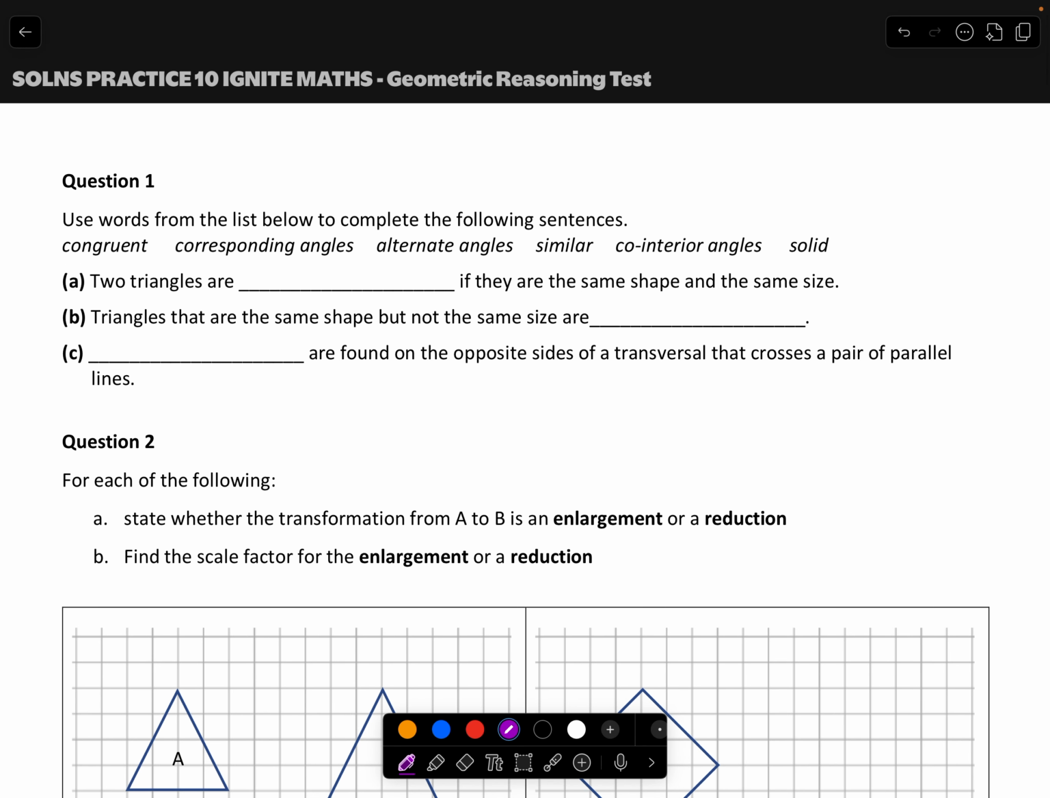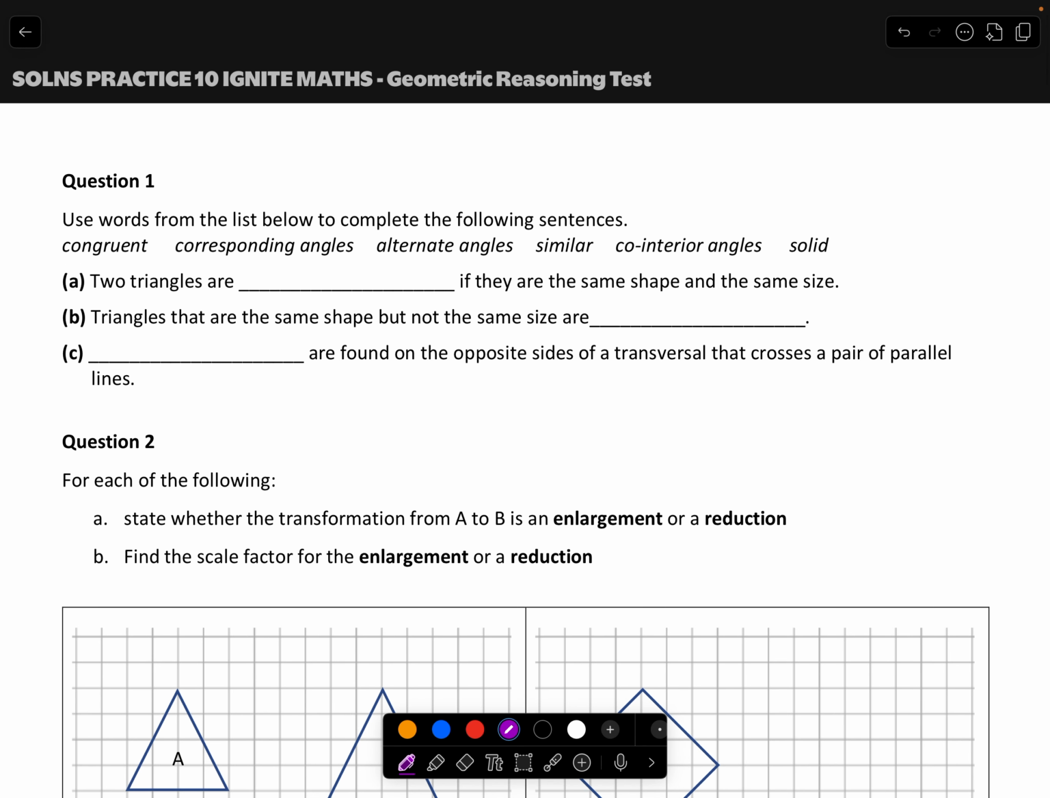Angles found on the opposite sides of a transversal that crosses a pair of parallel lines. Parallel lines are this. A transversal is a line that goes across, so angles found on the opposite sides are alternate angles, when they're opposite each other across the transversal.